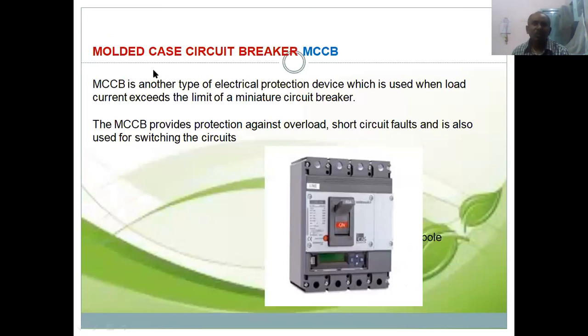Now, molded case circuit breakers. So what is a molded case breaker? The MCCB is another type of electrical protective device which is used when the load current exceeds the limit of a miniature circuit breaker, the MCB. The MCCB provides protection against overloads and short circuit faults, and is also used for switching the circuit. The operation is the same, but the current rating is high.